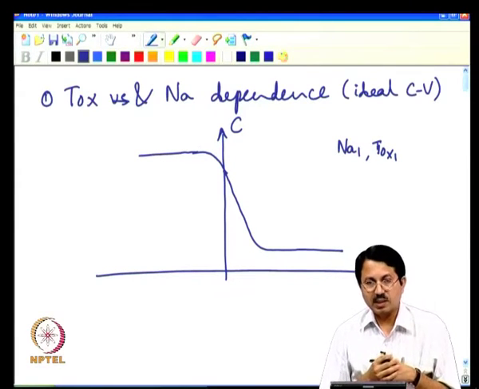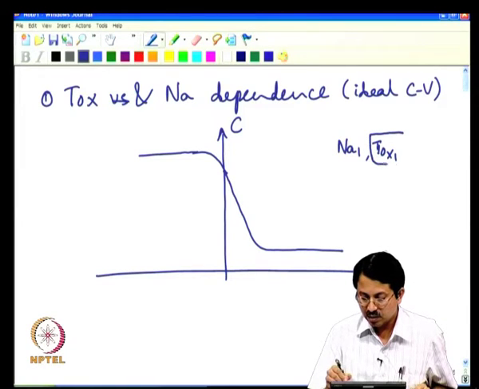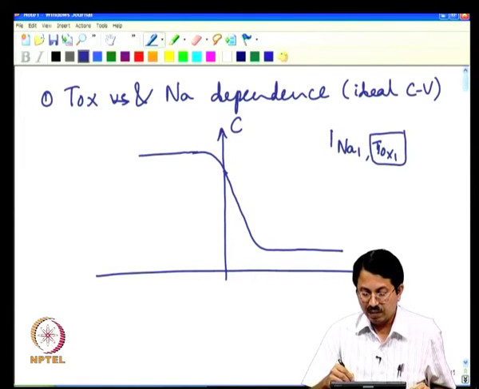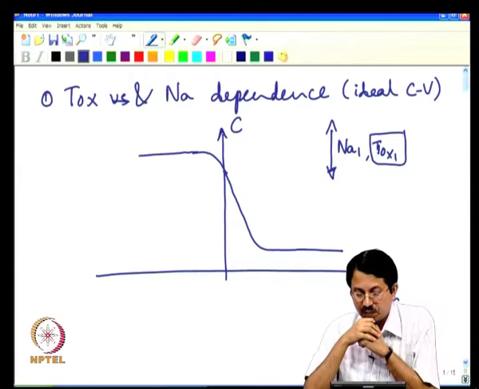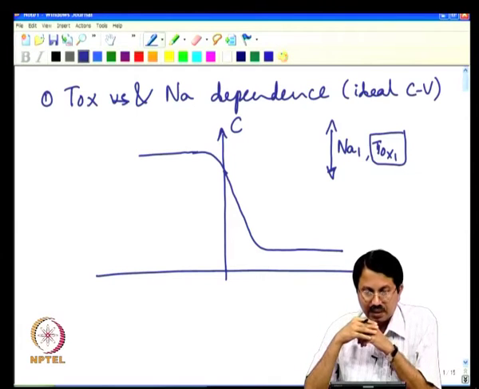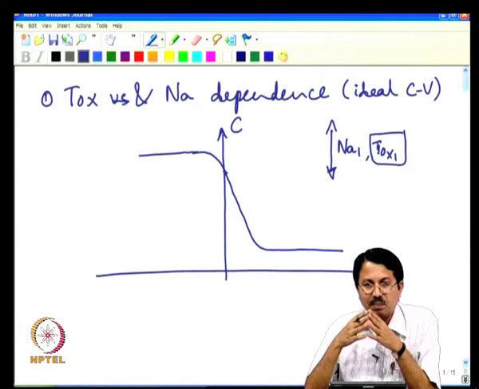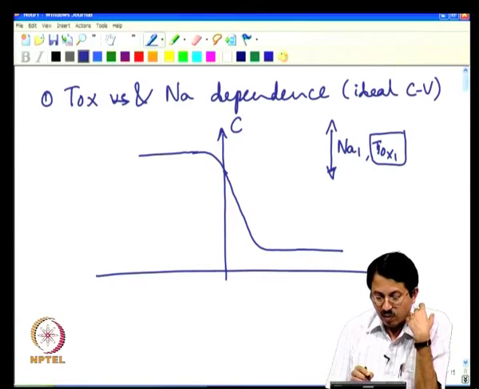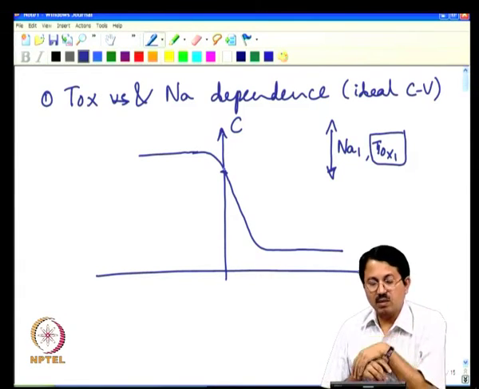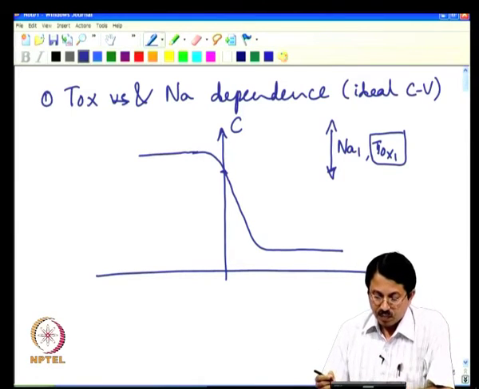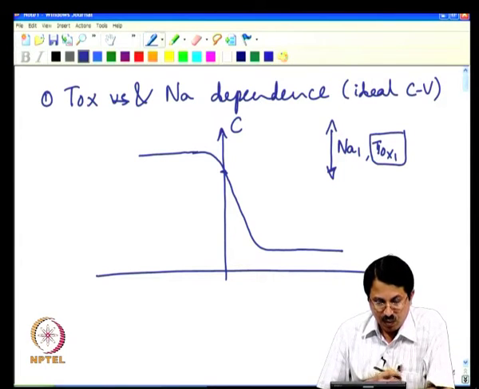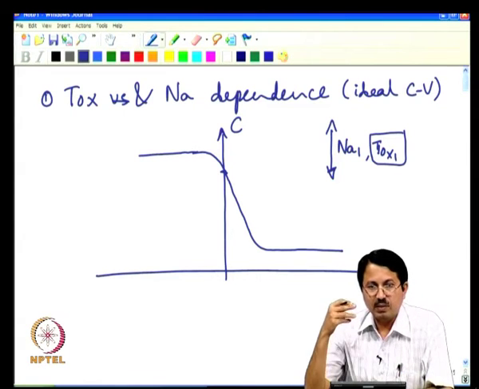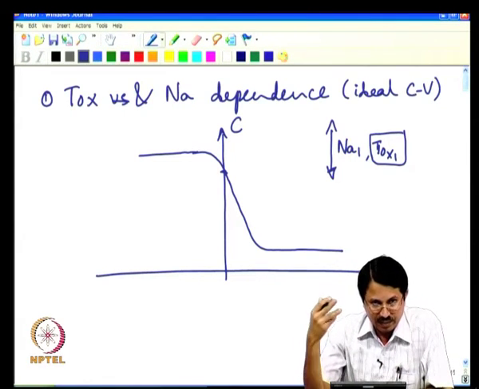First, let us consider a situation where TOX1 is kept constant and is not changed, but Na1 is varied. Then let us ask what would happen to the CV characteristics. Again, let us for the time being consider it an ideal capacitance. Somehow I have made this capacitor so that VFB is 0, so the VFB point is here for all these cases. Now, let us say we increase the substrate doping.